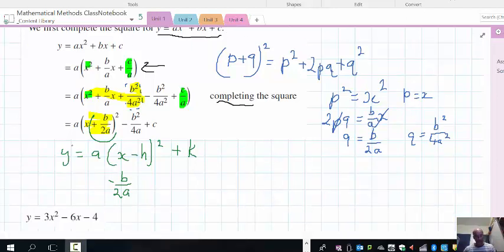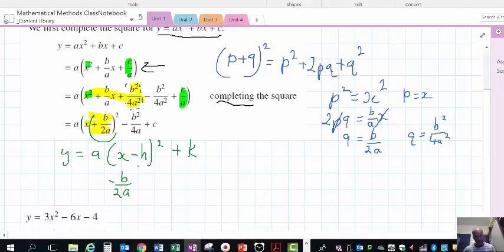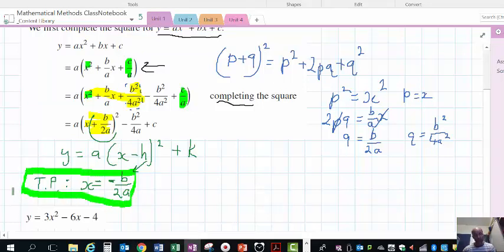So the x coordinate of the turning point is what h is from our previous work. So to get the turning point, basically, the x coordinate of the turning point equals negative b over 2a. So that's important to note right there. So for the turning point, we've got negative b over 2a. That's the x coordinate of a turning point.